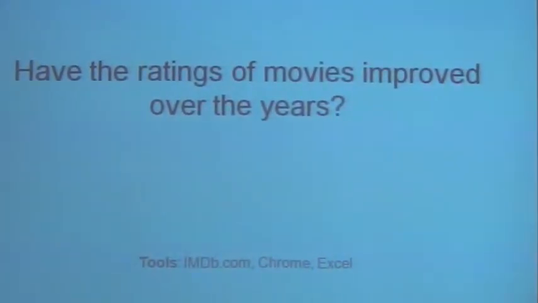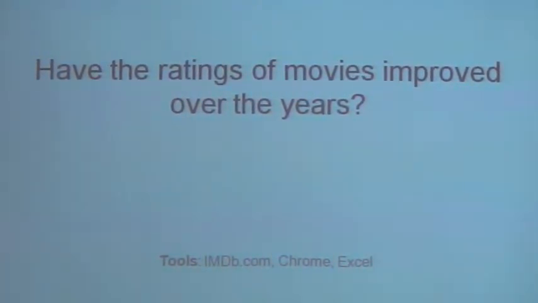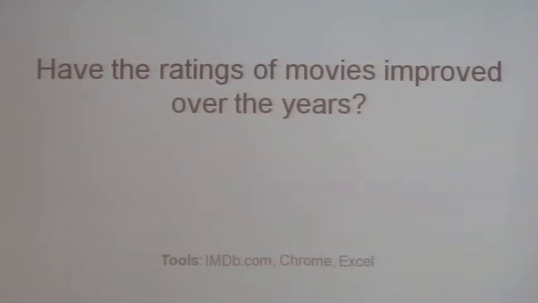I'm going to try out one exercise. Let's say you've got some data. You want to process this data because it's not quite in a clean form, it's not quite formatted. An example that I'm going to take is movie ratings data. This data is available from the Internet Movie Database. Let's do an exercise where we take this data and try and answer the question, have the ratings of movies improved over the years? So first thing to do is figure out where this data is.